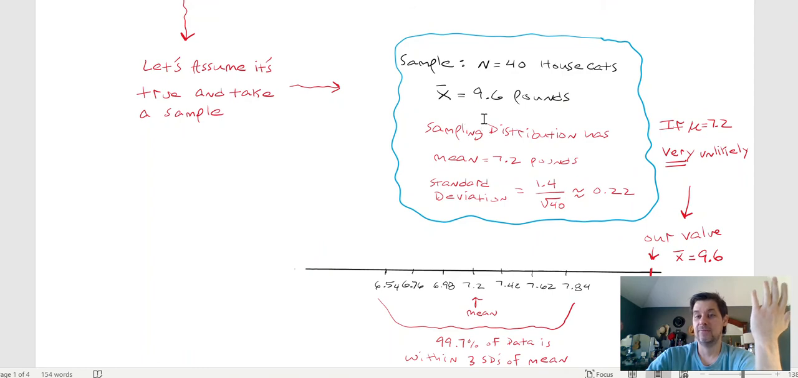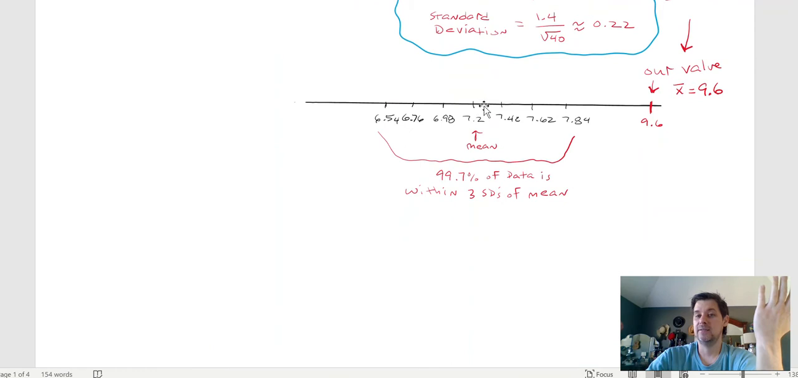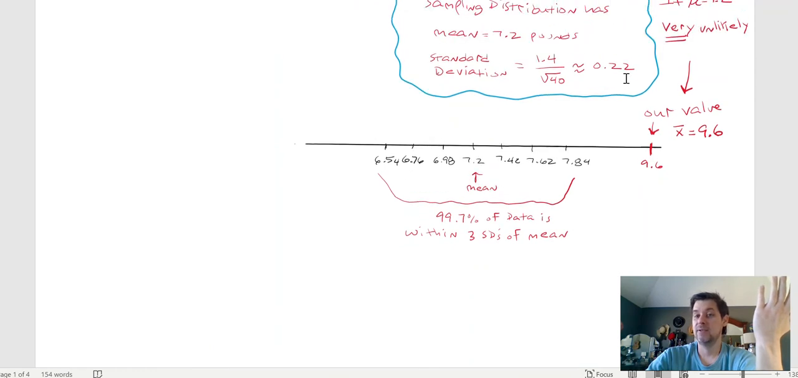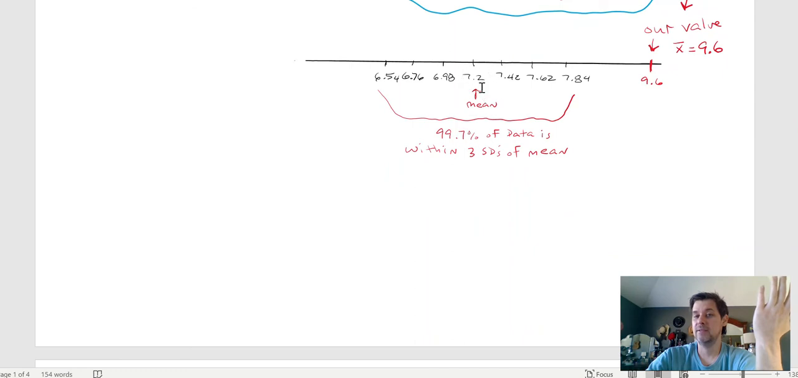Okay, this is the average weight of the house cats in our sample of 40. It has a mean of 7.2 and a standard deviation of 0.22. Now look at this. There's the mean. Here's one standard deviation above the mean, I just added 0.22. 2 standard deviations above the mean. 3 standard deviations above the mean.